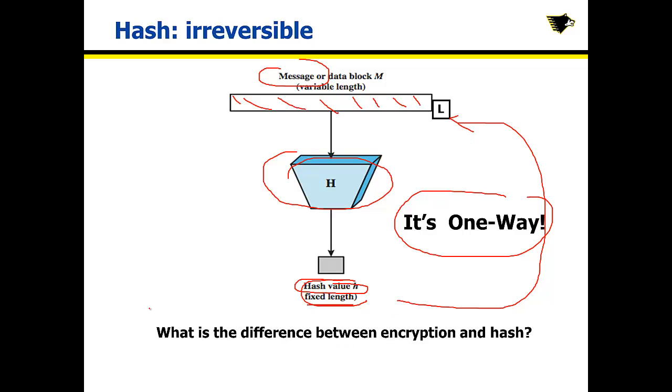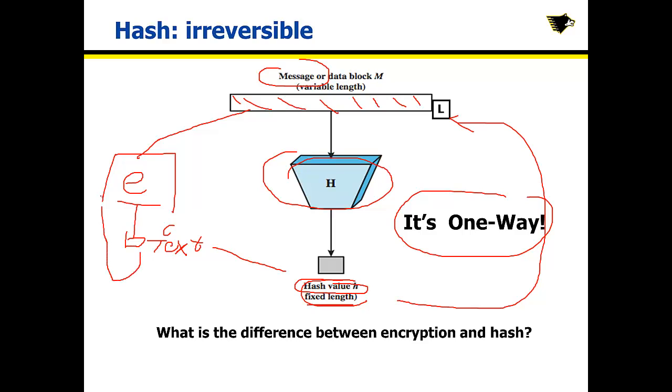But for encryption, you have an original message that goes through some encryption, and you get ciphertext. The ciphertext is similar to a hash code. But for the ciphertext, you can use decryption to go back and get the original message. So encryption is reversible, but hash is irreversible. That's the difference between these two.